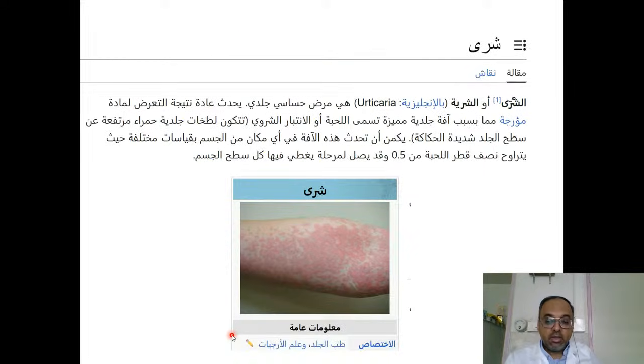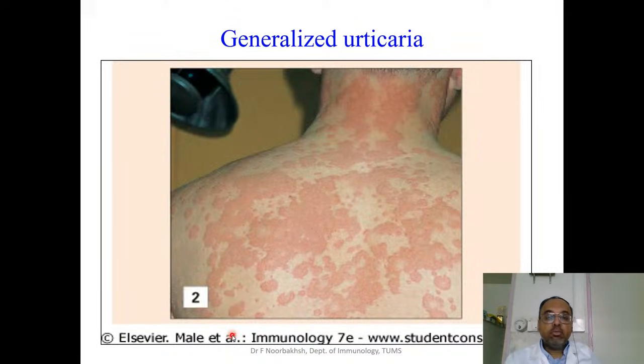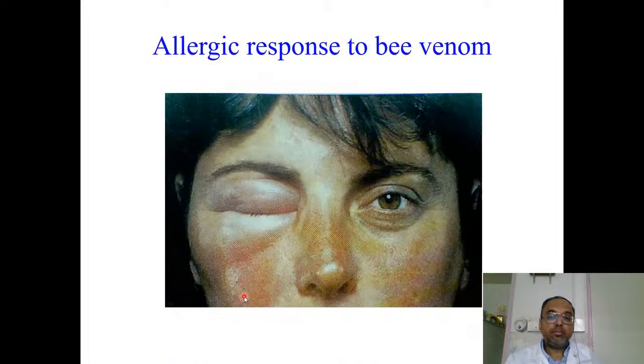And I have the slide for it in Arabic because I was teaching the same topic in the Karbala branch of the university. So this is basically the Arabic word for it. Sometimes the urticaria can be generalized, it can be all over the body, which is a manifestation of food allergies.